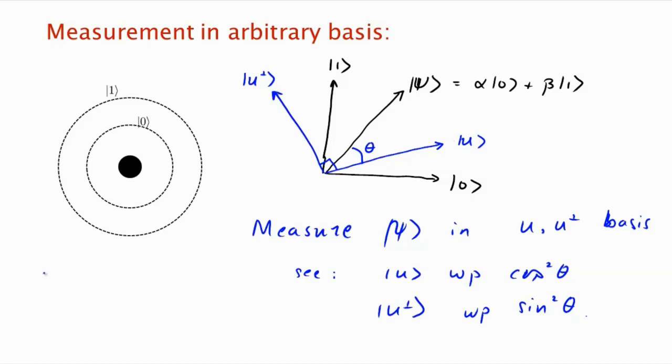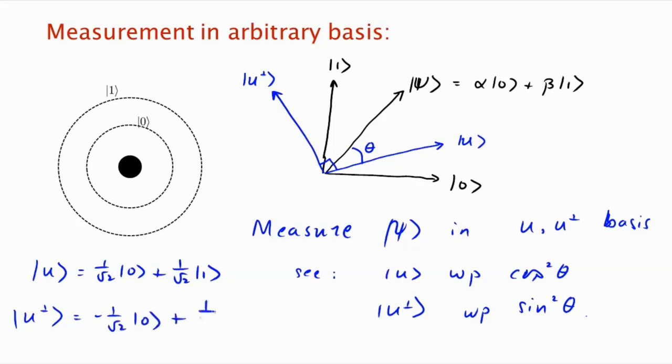So for example, u might be 1 over square root 2 times 0 plus 1 over square root 2 times 1. And u perp might be minus 1 over square root 2 times 0 plus 1 over square root 2 times 1. And so what you're trying to tell here is you're measuring to see not whether the qubit is in the ground or the excited state, but whether it's in this state or in that state. And quantum mechanics says you're allowed to do this kind of measurement as well.